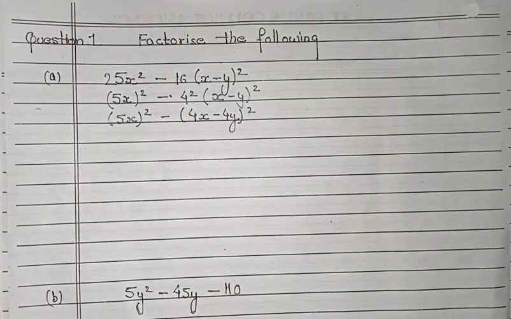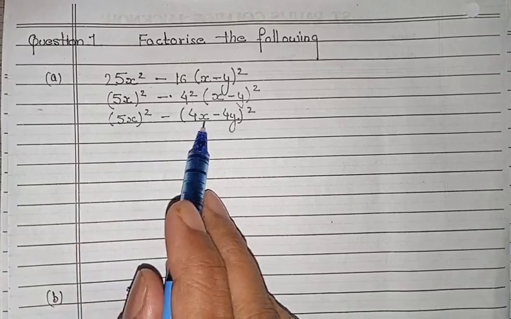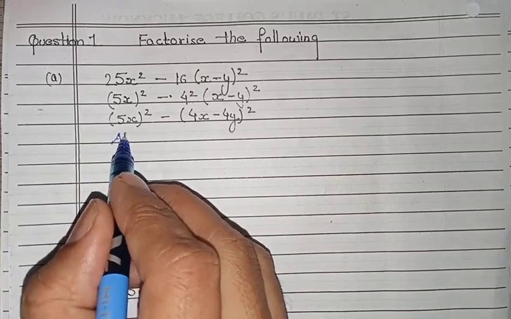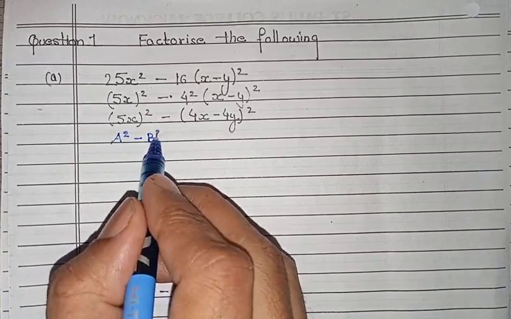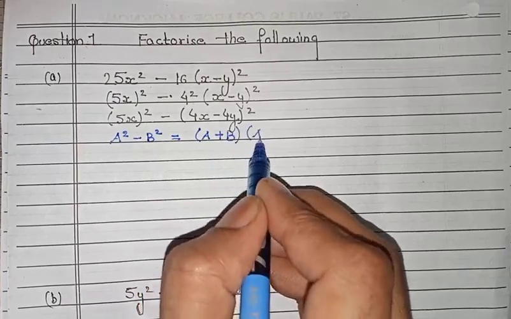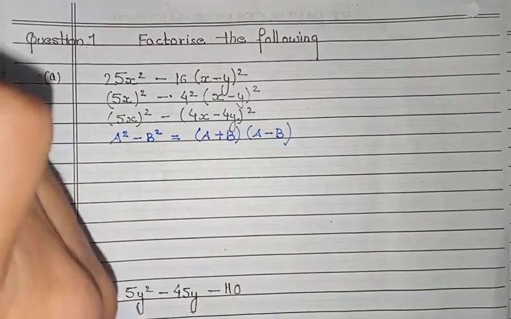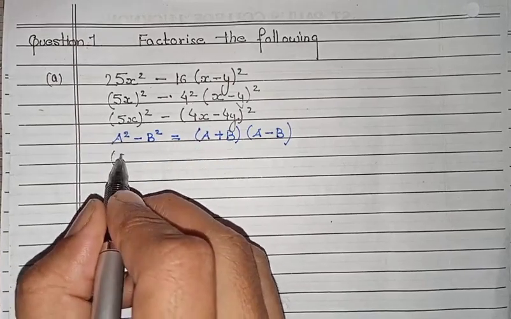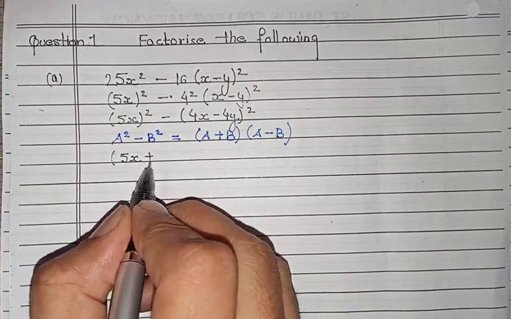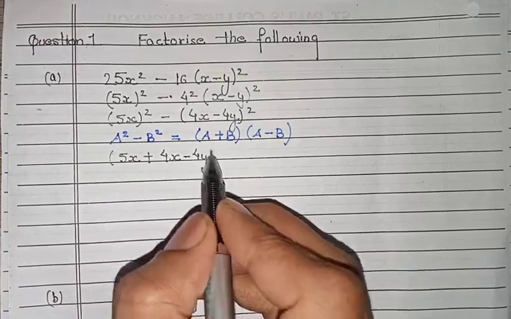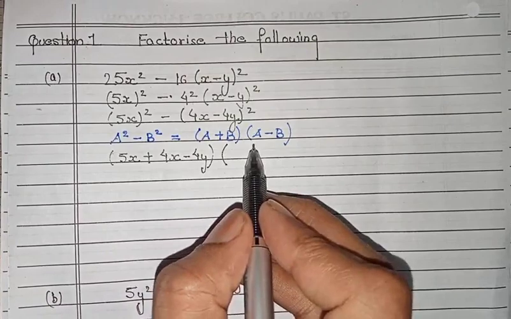Now as you can see here, we are getting the difference of two squares. This is a square, this is also a square, and we are getting a minus sign, so we are getting the difference of two squares. The difference of two squares can be factorized in this form: a plus b into a minus b. Now for us, this is a and this is b. So first we are going to write a plus b, then in the second bracket we have a minus b.